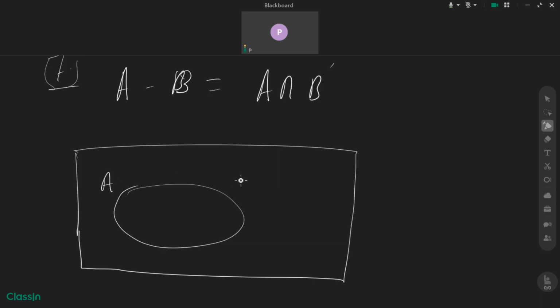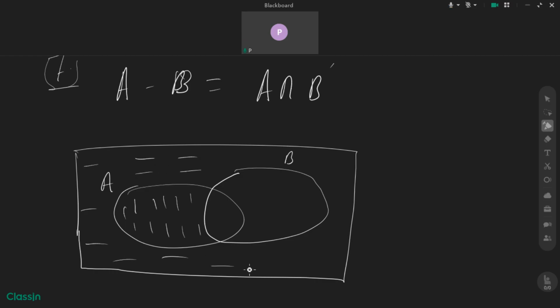Let us say it is A, it is B. If I find A minus B, similarly, we know that A minus B is this region. It will be A minus B. Now we are seeing that it is equal to A intersection B complement. If I find B complement, in B complement, I can see this is the region, first outside region, and also the region, this region. Now their intersection is, if I see intersection, this region is the intersection. It implies that A minus B is equal to A intersection B complement.